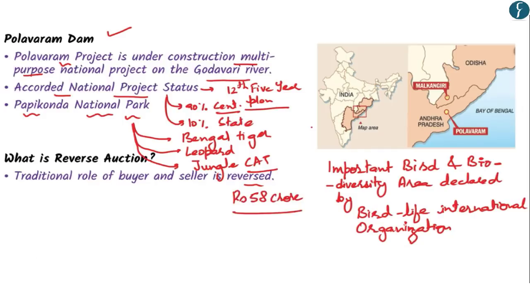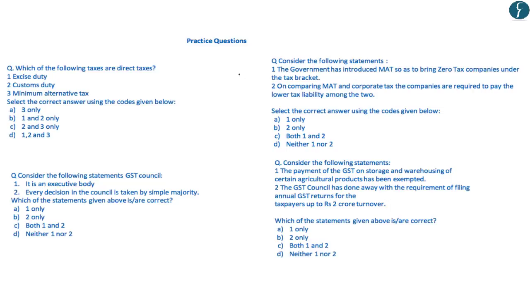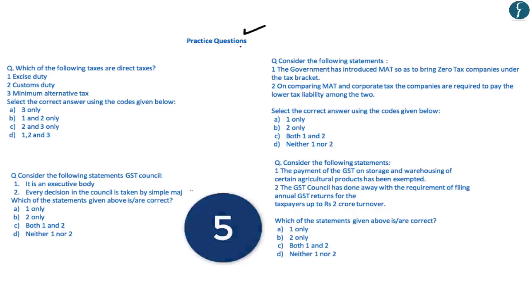So this is something that is important as a concept, what is reverse auction, and similarly you have understood about Polavaram Dam, which is situated on the river Godavari. So this is important more from the perspective of the prelims examination. Now, based on the discussion of today, let's attempt the practice questions. We'll take a pause of 5 seconds and then we'll discuss the questions.